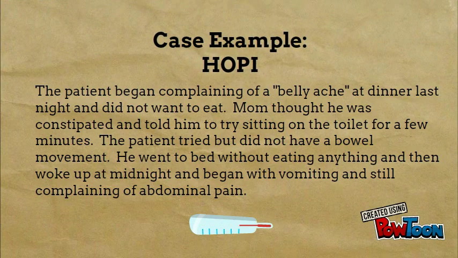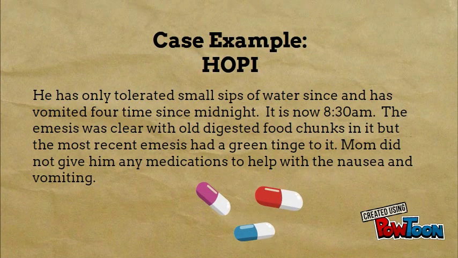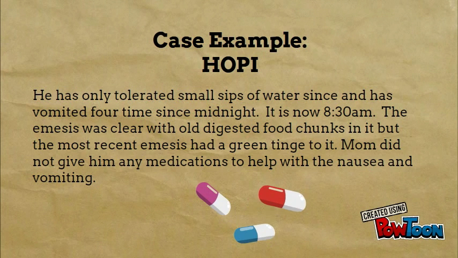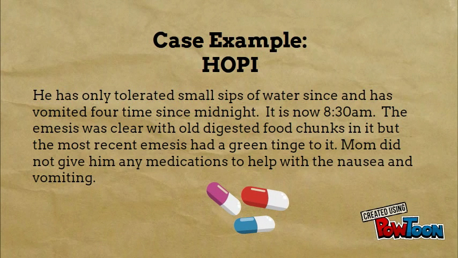For the HPI, you find out the patient has been complaining of a bellyache since dinner last night and did not eat. Mom thought he was constipated and told him to try sitting on the toilet for a few minutes. The patient tried but did not have a bowel movement. He went to bed without eating anything and then woke up at midnight and began with vomiting and still complaining of abdominal pain. Since then, the patient has only tolerated small sips of water and has vomited 4 times since midnight. It is now 8:30 a.m. The emesis was clear with old digested food chunks in it, but the most recent had green tinge. Mom did not give him any medications to help with the nausea or vomiting.